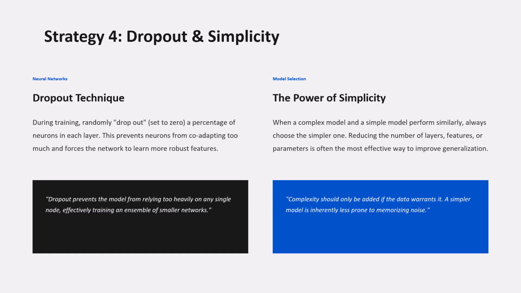But we have to remember, sometimes the best strategy is also simple: choosing a simple model. So dropout is one option; rather, we can choose a simpler model. If a complex model and a simple model give the same result, we always choose the simple model, because complexity should only be added if the data actually demands it.